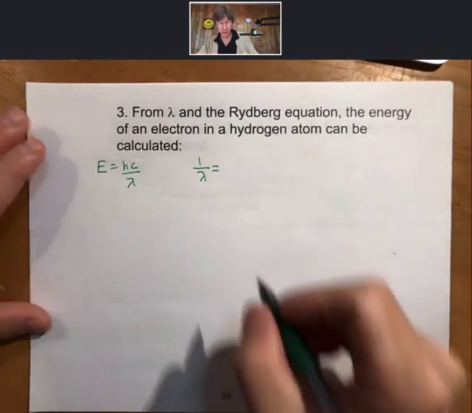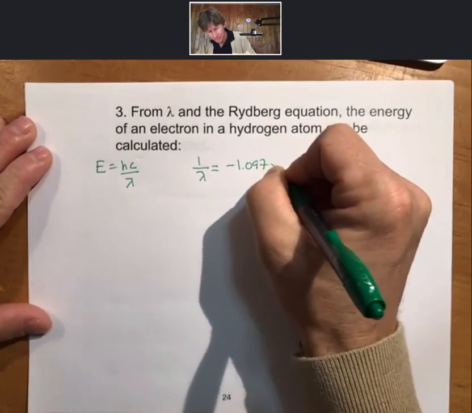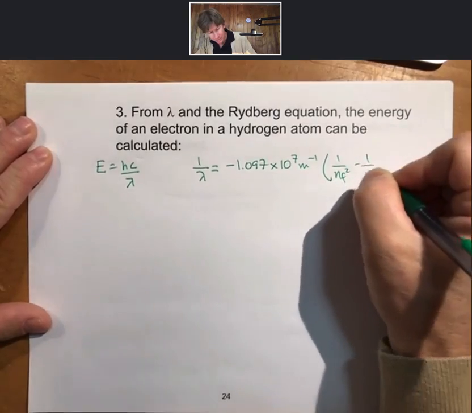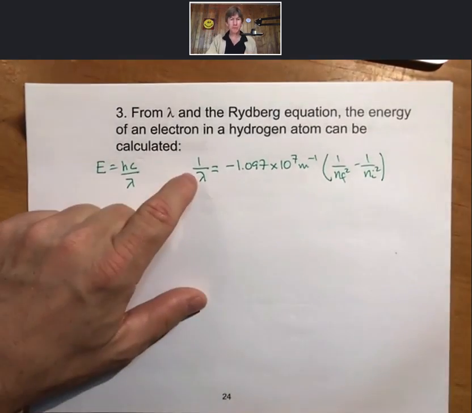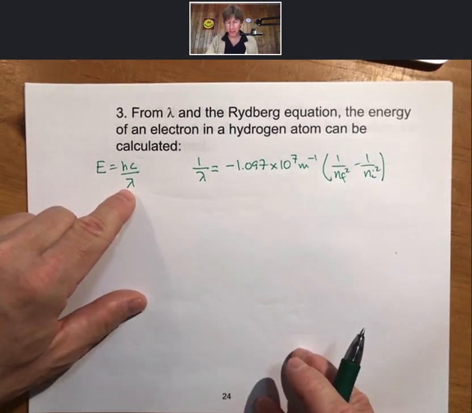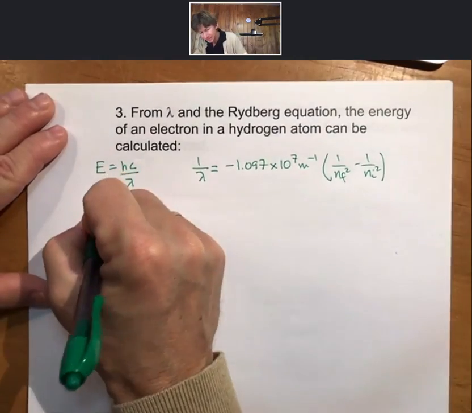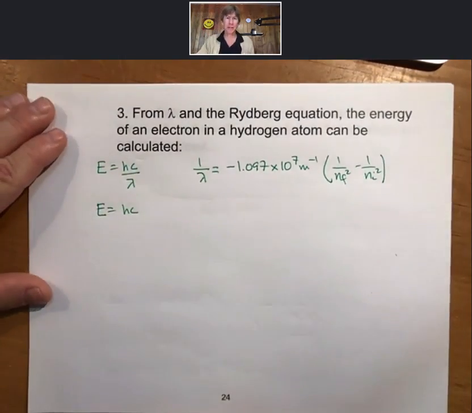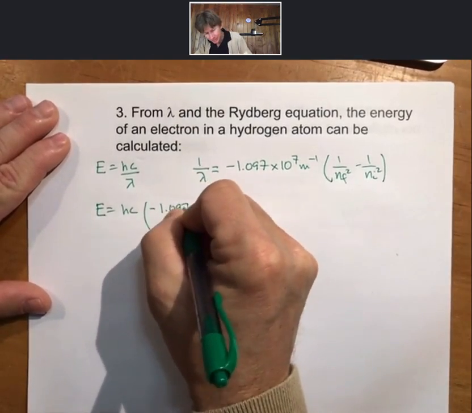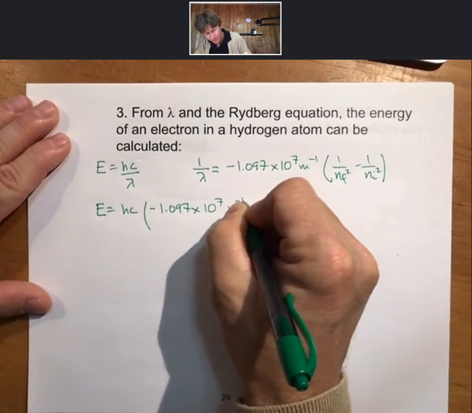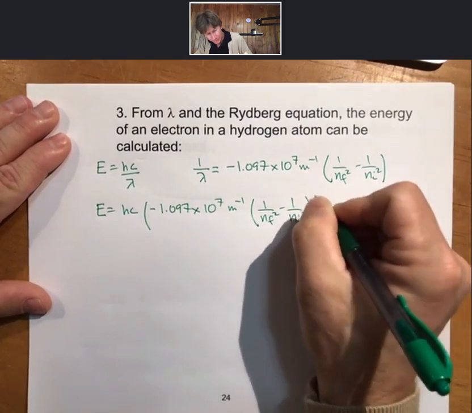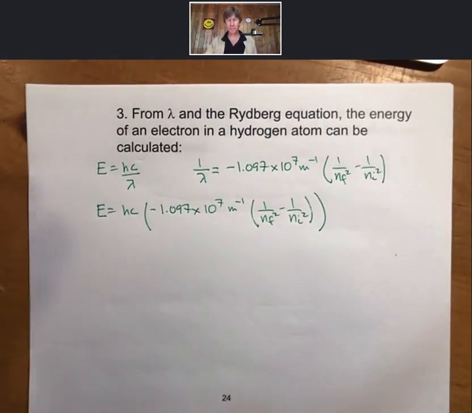We now have the Rydberg equation, which is in terms of 1 over wavelength. So we will now be able to say, instead of wavelength in the denominator, let's plug in here. We still keep our h times c. So we get a new equation.